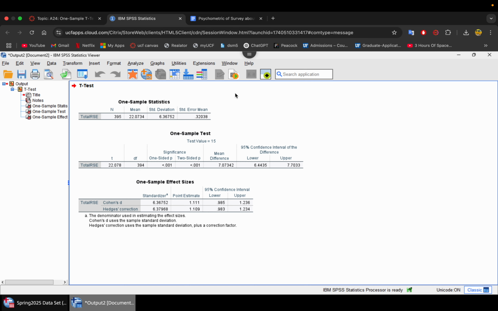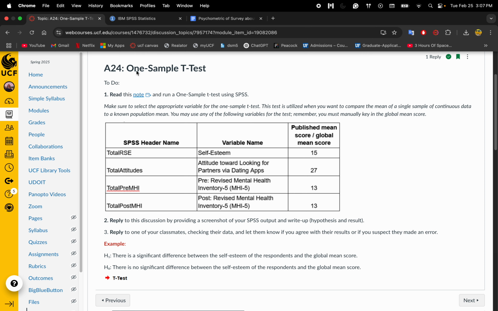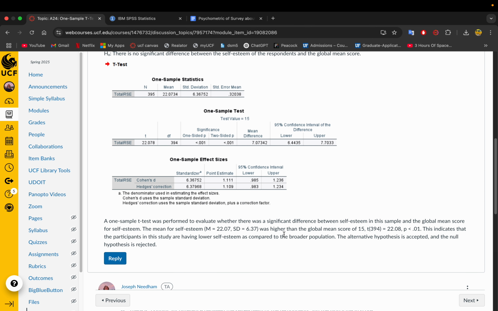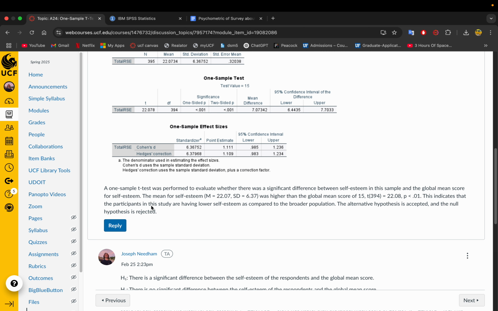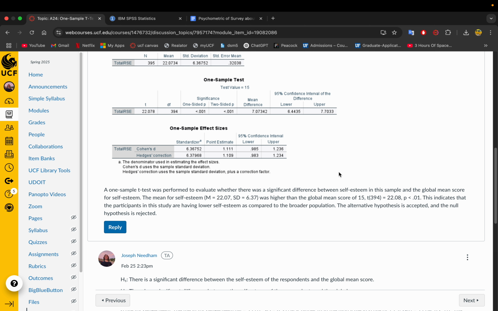So how do we submit this? To write it in APA format, there's actually an example right here. You can just rewrite this, but for the sake of the example, I'm just going to do this. So for the one sample t-test 824, you're going to write something along the lines of: a one sample t-test was performed to evaluate whether there is a significant difference between the self-esteem in the sample and the global mean score for self-esteem.